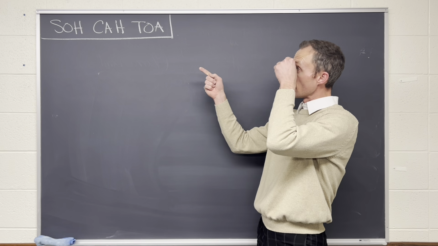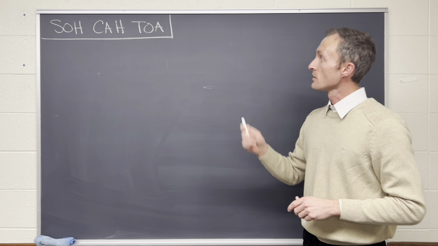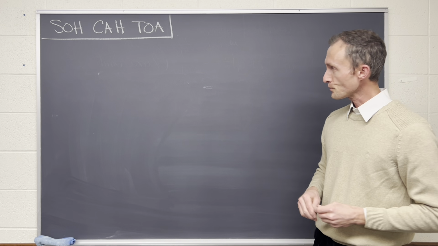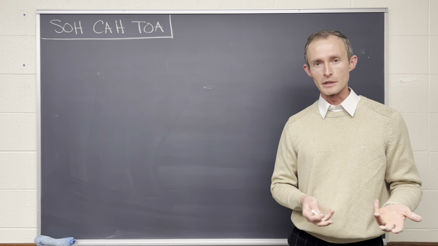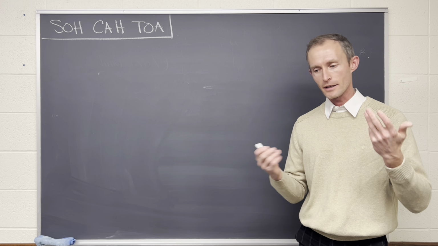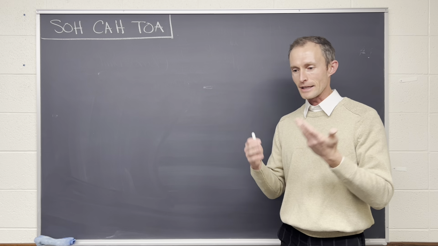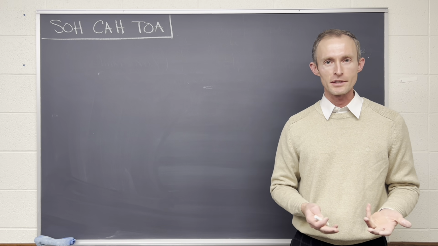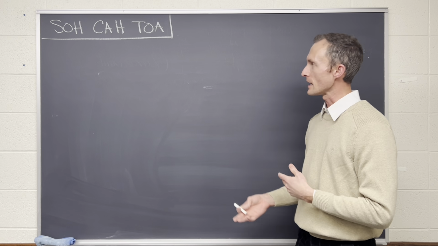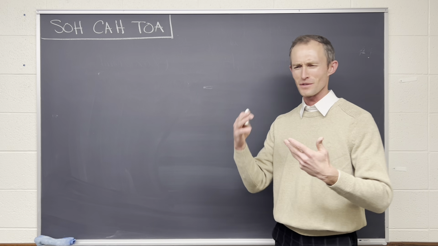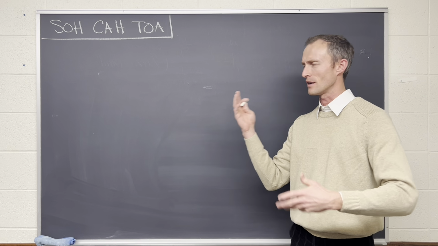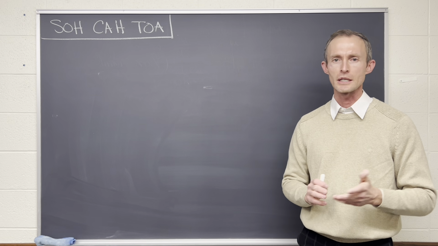So I've got these letters on the board that clearly mean nothing. SOH, TOA, what the heck does that mean? Well, it's about trigonometry. Trigonometry is that topic that nobody really likes. They struggle with it, it doesn't make sense. You've got angles, you've got functions, you've got triangles, you've got all sorts of geometry running around. It's kind of crazy and chaotic.